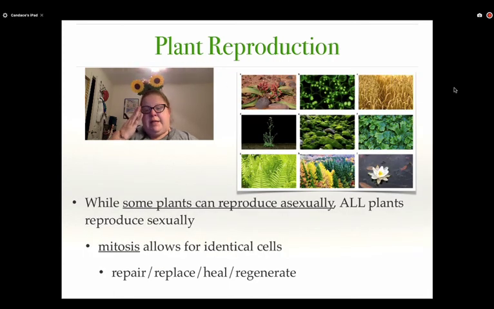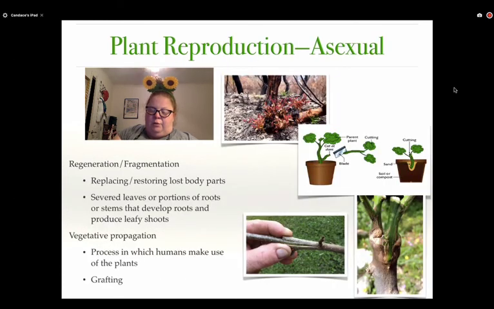Some plants can reproduce asexually, not all of them, but some. And so we know that mitosis is the process where we produce identical cells, and we know the reasons why mitosis might occur. Okay, the first type of asexual reproduction we're going to talk about is through what's called regeneration or fragmentation. And this is basically where the plant is replacing lost body parts.